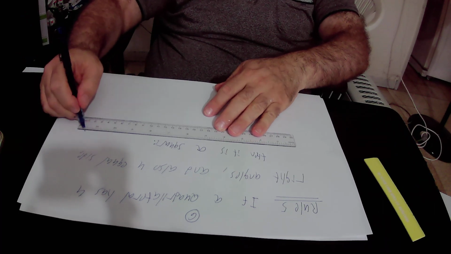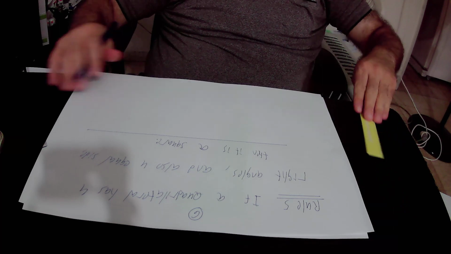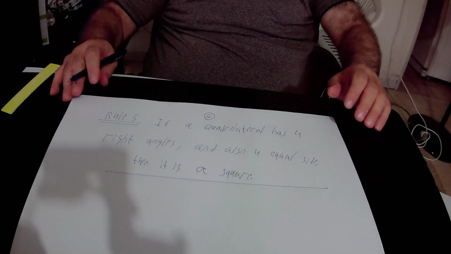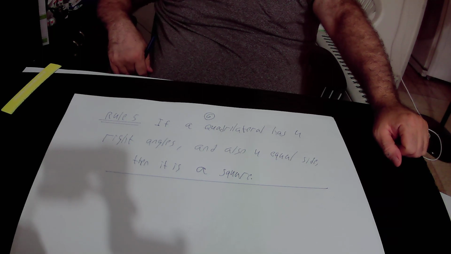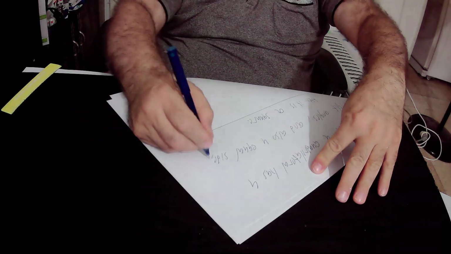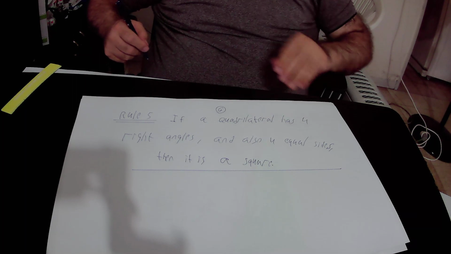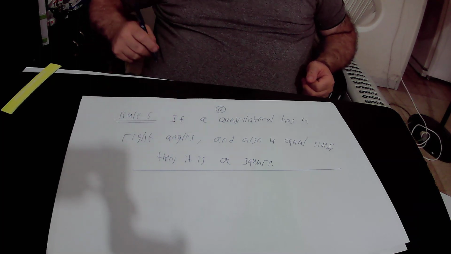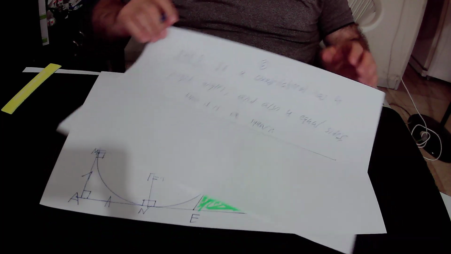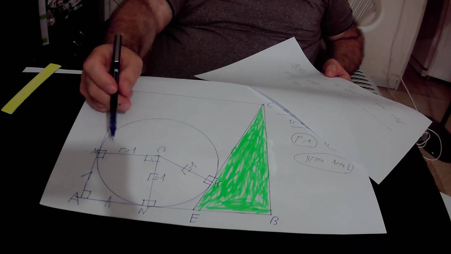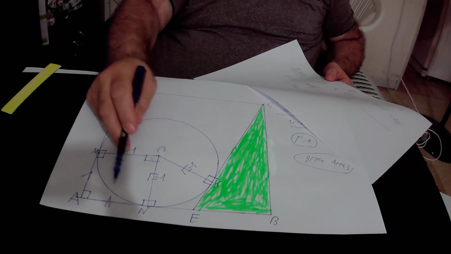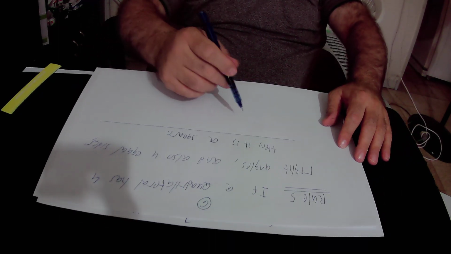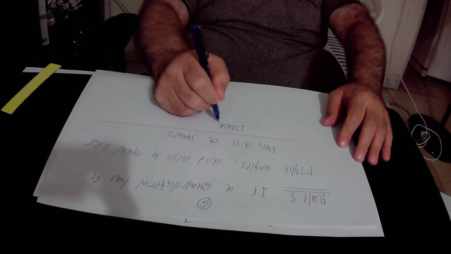Okay, I will repeat rule number 5 again. According to rule number 5, if a quadrilateral has four right angles and also four equal sides, then it is a square. Okay? We have already found out that quadrilateral MOAN has four right angles and also four equal sides. Therefore, according to rule number 5, quadrilateral MOAN is a square.